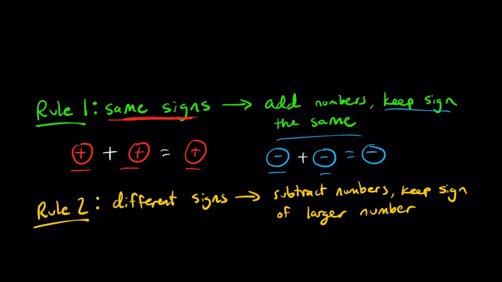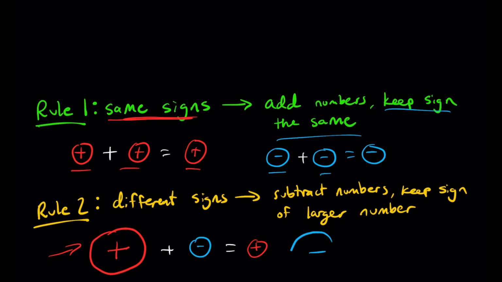If our numbers have different signs, so let's say I have a really big positive number and I'm adding a smaller negative number, well, when we actually introduce some numbers, we're just going to subtract the numbers, but since we don't have numbers here, what we're going to do is keep the sign of the larger number. So in this case, our larger number is positive, so our answer is going to be a positive number.